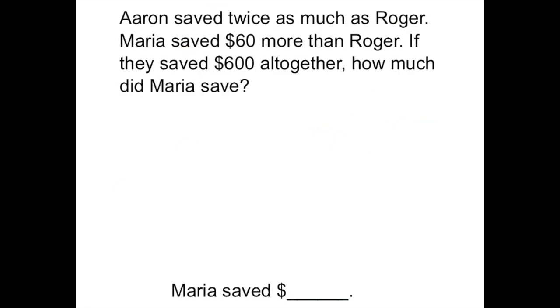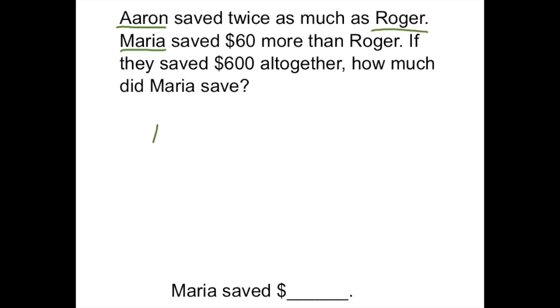Aaron saved twice as much as Roger. Maria saved 60 more than Roger. If they saved 600 altogether, how much did Maria save? Well, this problem is actually very much like the last problem that we solved, except we have 3 people in this problem. We're comparing Aaron, Maria, and Roger.